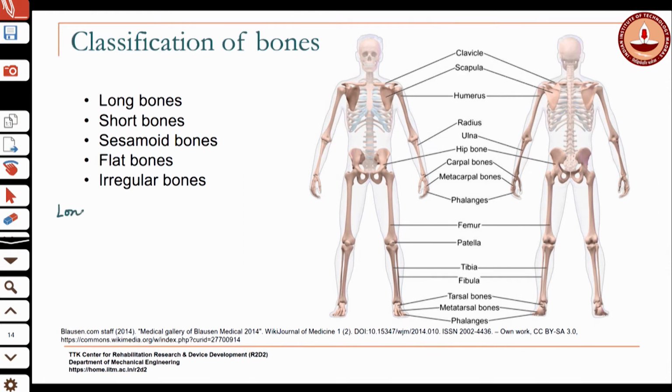Long bones are bones that are longer than they are wide. Typical bones. If you look at this bone of the upper arm, which is called the humerus, this is a bone that is much longer than it is wide. Similarly, the bones of the forearm, the radius and the ulna, are also bones that are longer than they are wide.